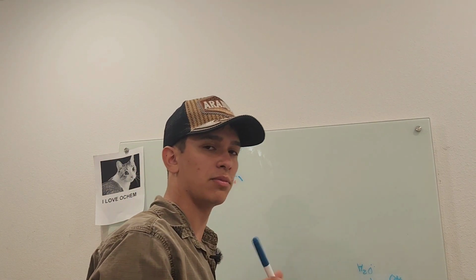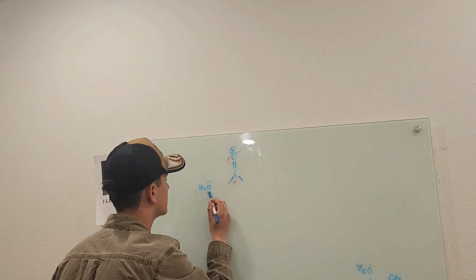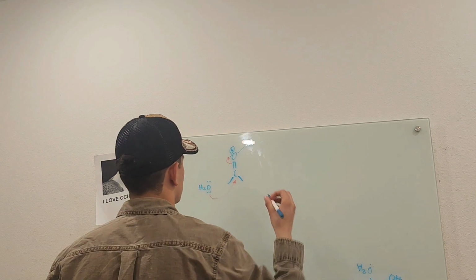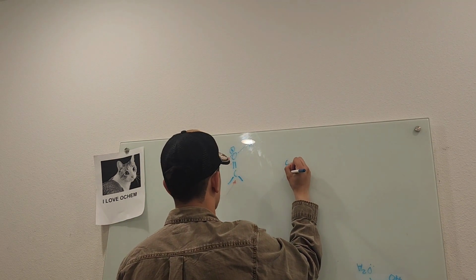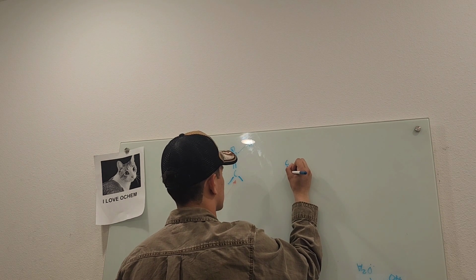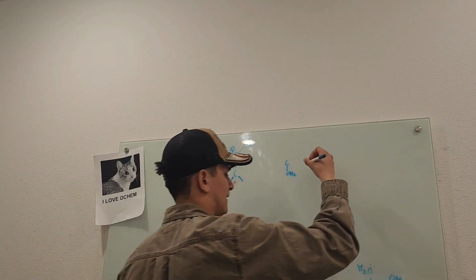So what are our bond arrows telling us is happening? Our bond arrows are telling you the water is donating its electrons to carbon, and carbon is bonding to those electrons that are being donated. So it looks something like that.